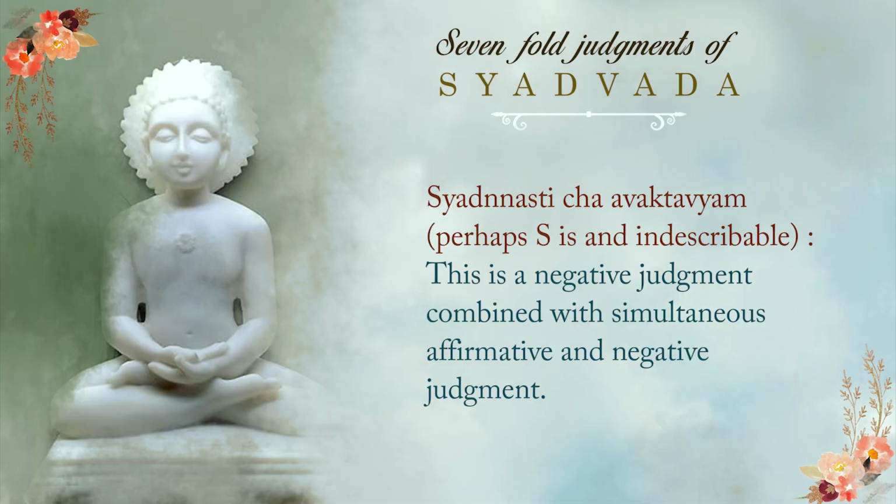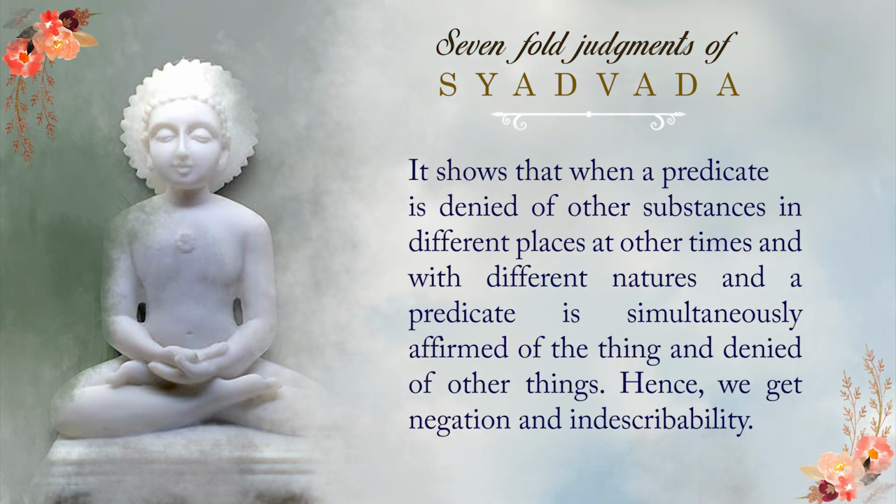indescribability. The next one is Syad asti cha avaktavyam, perhaps as is and indescribable. This is a negative judgment combined with simultaneous affirmative and negative judgment. It shows that a predicate is denied of other substances in different places, at other times, and with different natures, and a predicate is simultaneously a form of the thing and denied of other things. Hence we get negation and indescribability.